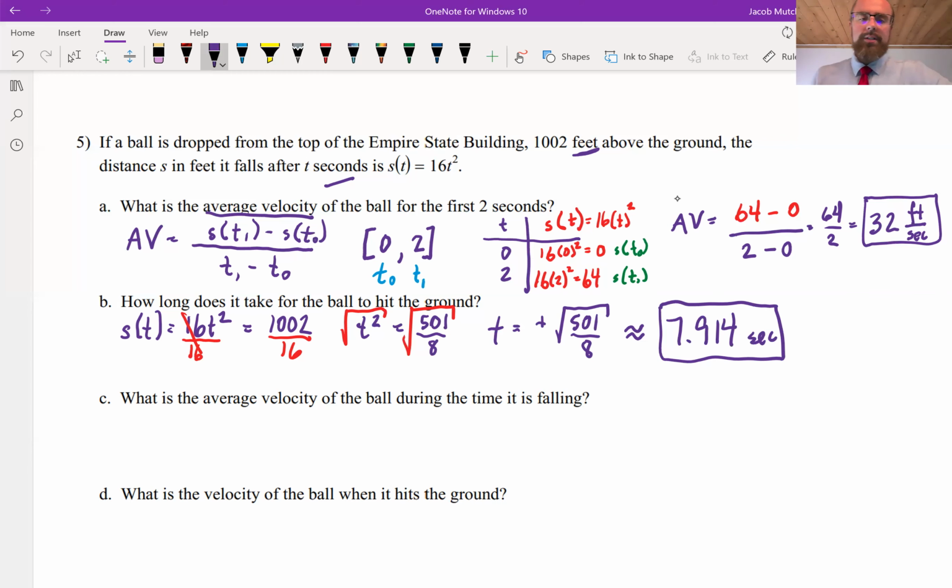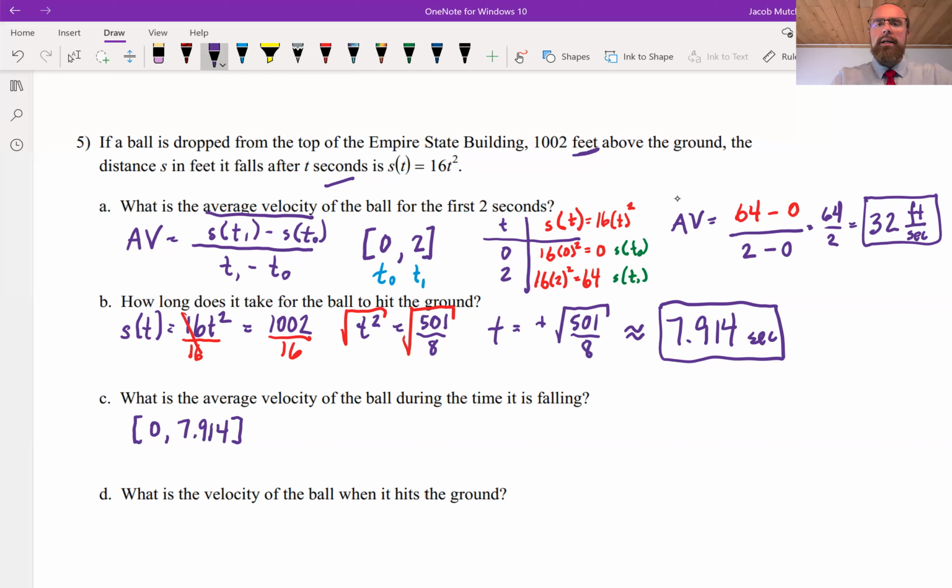Part C says, what is the average velocity of the ball during the time it is falling? So in part C, I have to use that time that I calculated in part B to rerun average velocity on a different interval. So the interval we'll look at now is from 0 to 7.914 seconds.